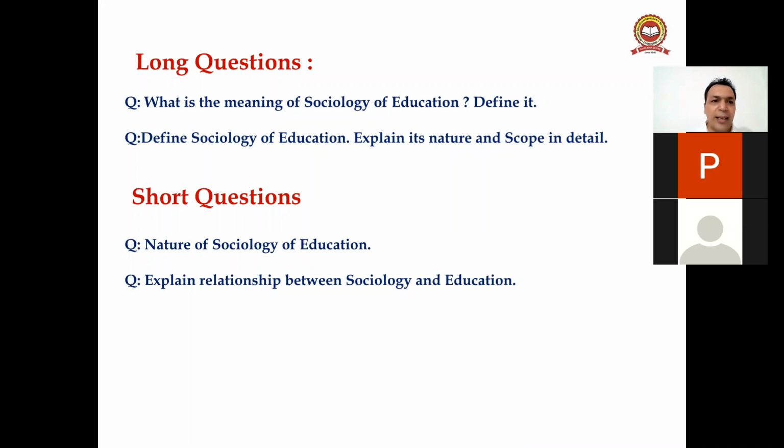Another kind of question the examiner can put: define sociology of education, explain its nature and scope in detail. The same thing you have to write in the paper. And a short question can come: nature of sociology of education. Under that, you have to write all the nature of sociology of education, and you can give one or two definitions, to get full marks of 3 marks, right?